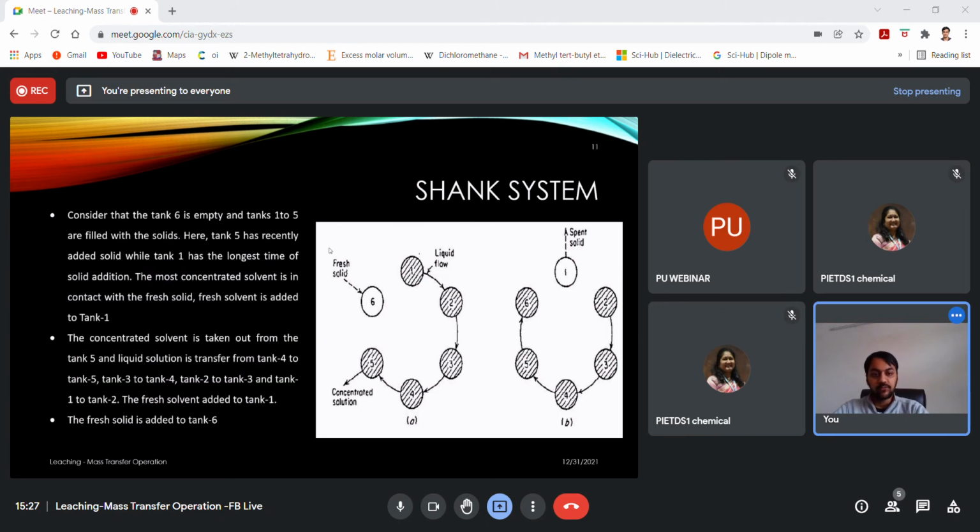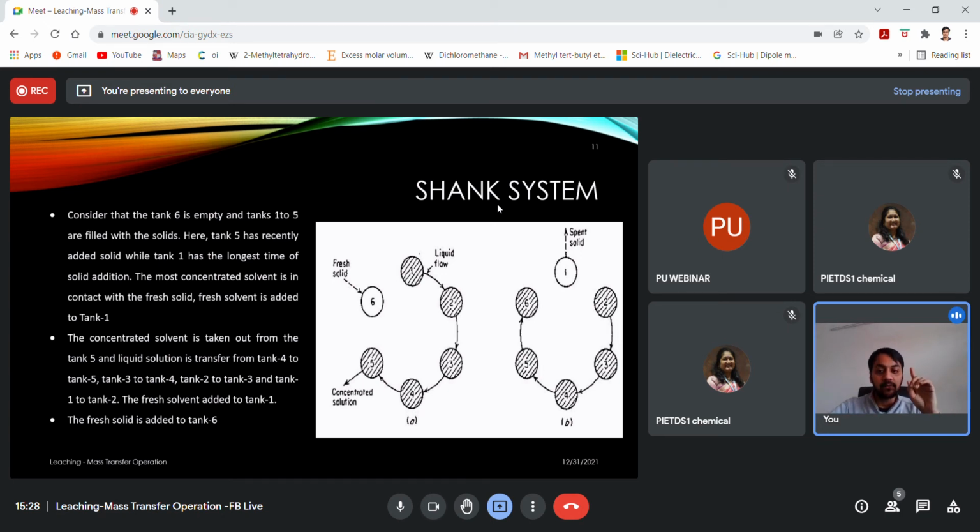Now as per figure A, consider that tank number 6 is empty and tanks 1 to 5 are filled with solid. Tank 5, just before 6, is recently filled with the solid. So there is a high amount of solute available in fresh solid, right? Because it is not extracted before. The leaching has not been performed just before.